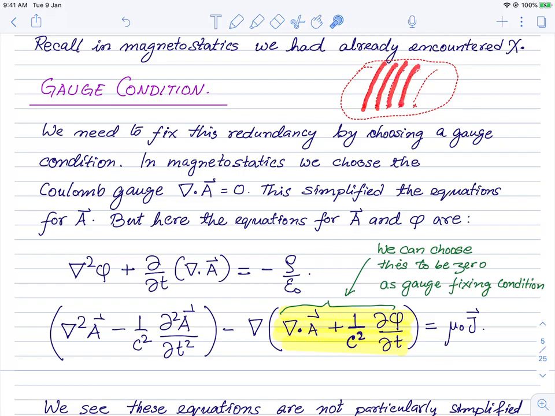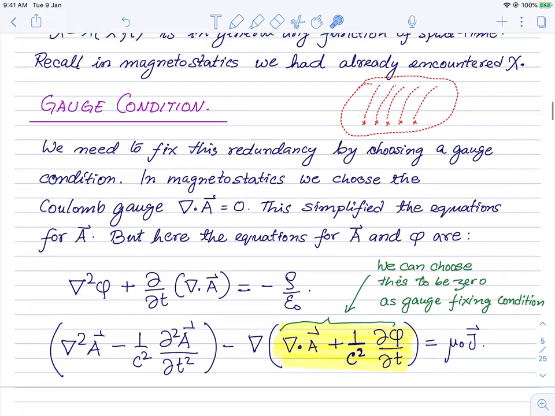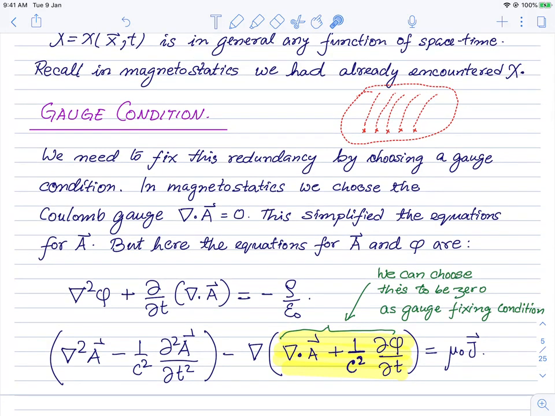Various solutions would be related by gauge transformations like this, and therefore there is no one-to-one correspondence between the solutions in terms of phi and A and the physical situation. There is no one-to-one correspondence. The same physical situation is described by an uncountably infinite number of solutions for phi and A, which are parameterized by this scalar field chi, the gauge transformation scalar field.